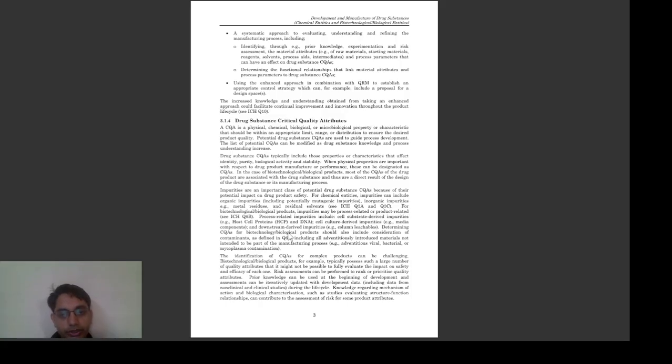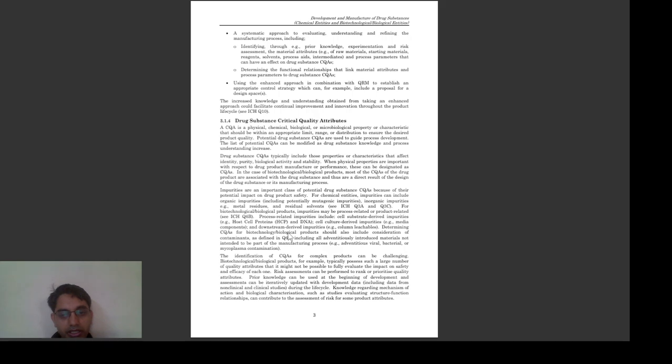The drug substance CQAs typically include those properties or characteristics that affect identity, purity, biological activity, and stability. When physical properties are important with respect to product manufacturing performance, these can be designated as CQAs. In the case of biotechnological and biological products, most of the CQAs of the drug product are associated with the drug substance. These are a result of the design of the drug substance or its manufacturing process. Impurities are an important class of potential drug substance CQAs because they potentially impact drug product safety.